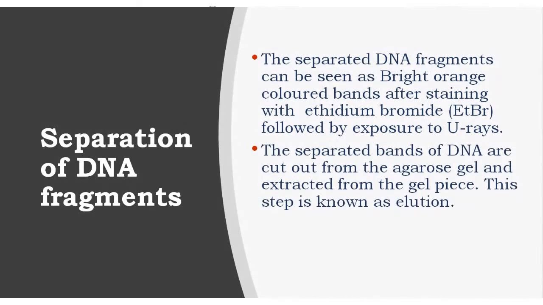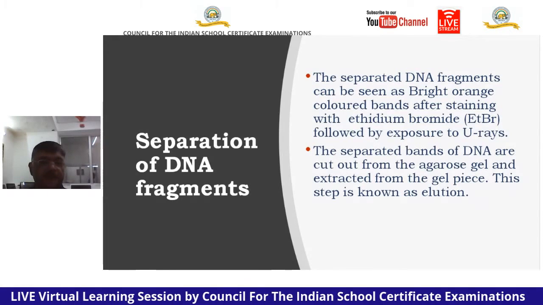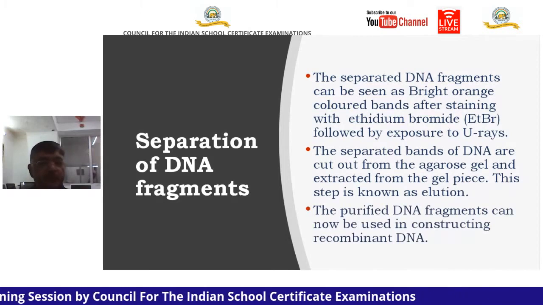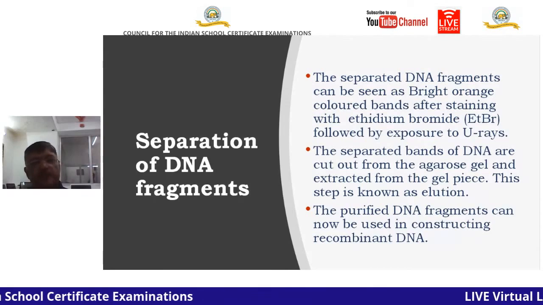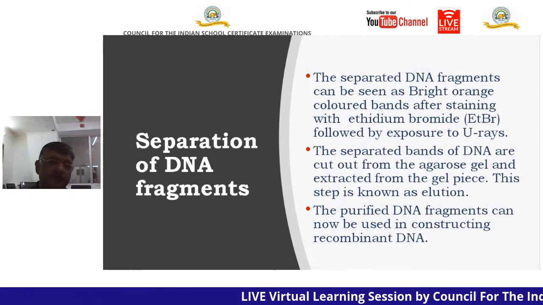Once we have got the band of interest, we know this is the target DNA, then this is cut out from the agarose gel and extracted. This process of extraction of the DNA from the gel is called elution. Now, the DNA that we obtained can be used for constructing recombinant DNA or any other process that we are going to follow.